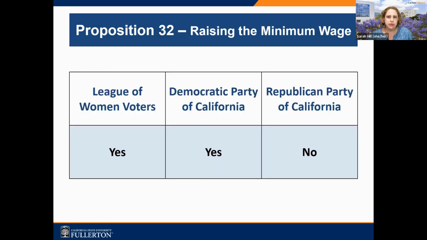The League of Women Voters and the Democratic Party of California both say yes on this one, and the Republican Party recommends a no vote. Again, very standard arguments that we normally see anytime we see a debate over what the minimum wage should be in California or elsewhere. No questions have come through for this. Okay.